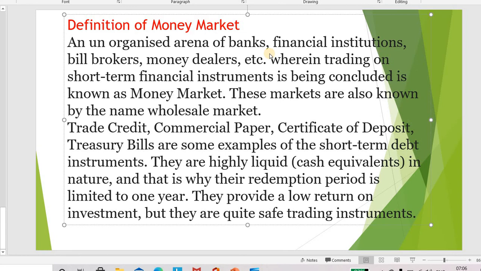Trade credit, commercial papers, certificates of deposit, treasury bills are some examples of short-term debt instruments. They are highly liquid in nature, and that is why their redemption period is limited to 1 year. They provide a low return investment, but they are quite safe trading instruments. Then money market means an unorganized market of banks, financial institutions, bill brokers or money dealers. That one we are calling as money market.